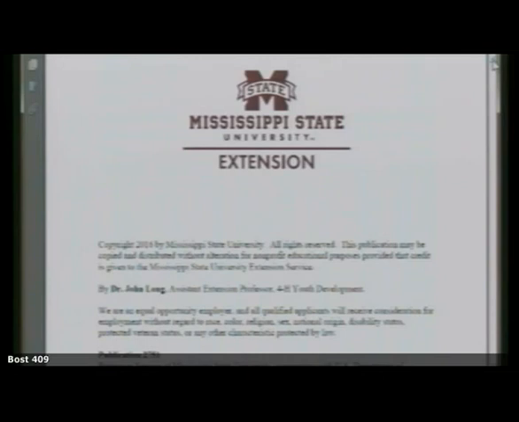This document is a publication of Mississippi State University Extension and has a publication number of 2751. If you'd like a copy of this document, you can go to your local Extension office and ask the Extension agent there for a copy. I also put a copy on the website.